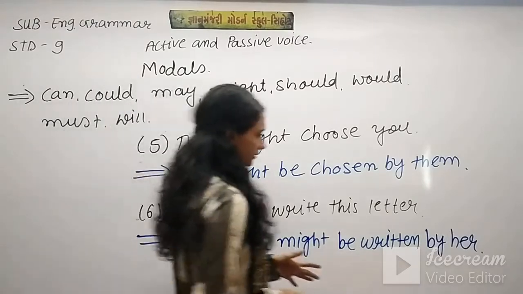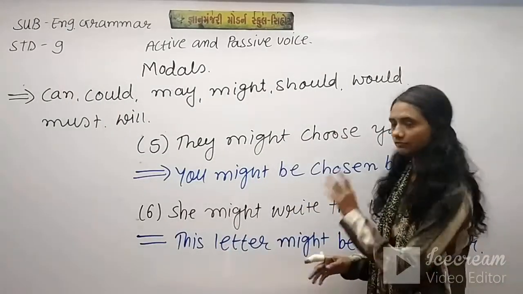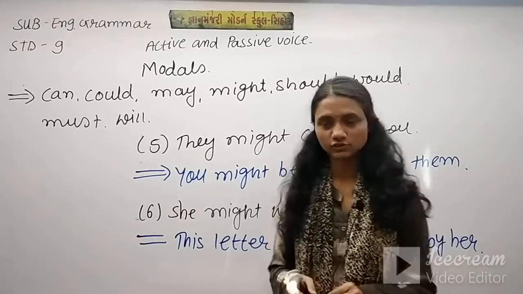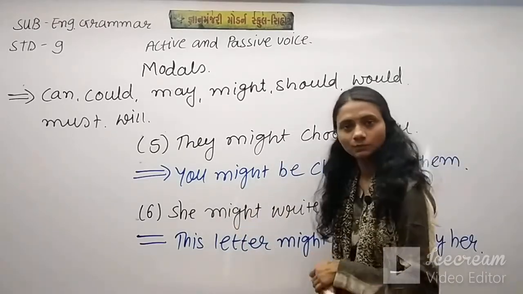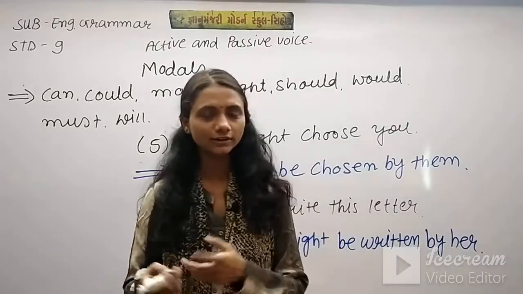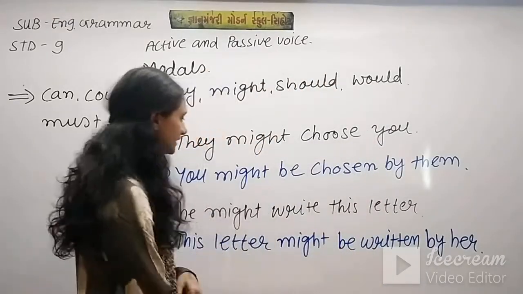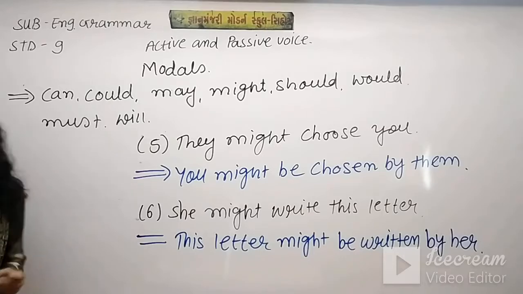You have noticed, students, that the modal auxiliary verb will not be changed. See, here we have might, here also might, and here might. It means that verb you need not change. Only change the sentence pattern. Now we'll go for should.